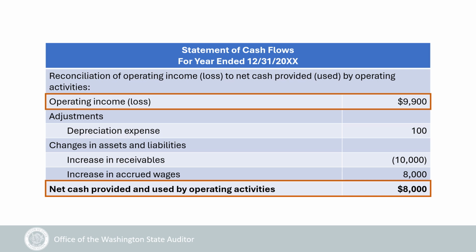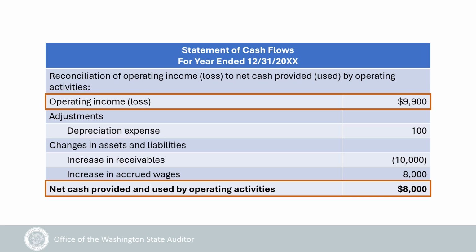Now, if you think about it, these amounts are actually reporting the same thing. They're reporting the results of operations. It's just reported on a different basis of accounting. The operating income or loss is the result of operations on the accrual basis, where the net cash provided and used is the results of operations reported on the cash basis. So this reconciliation requires us to think about the differences between cash basis and accrual accounting.